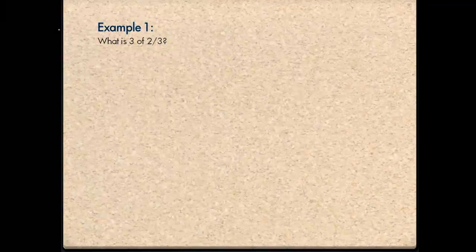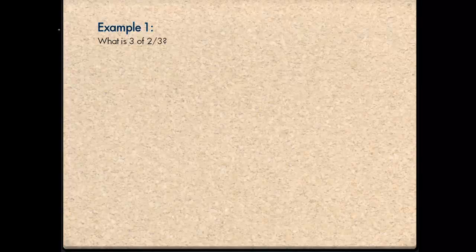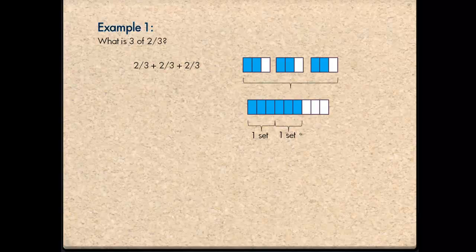Example 1. What if this time I asked you what is 3 of 2/3? How do we approach this question? Well, we can actually use the same method as the previous slide. 3 of 2/3 is really just 2/3 plus 2/3 plus 2/3. Looking at our diagram at the right, we have 3 full sets, each consisting of 3 blocks, 2 of which are colored. Counting the number of colored blocks, we find that 6 of them are colored.